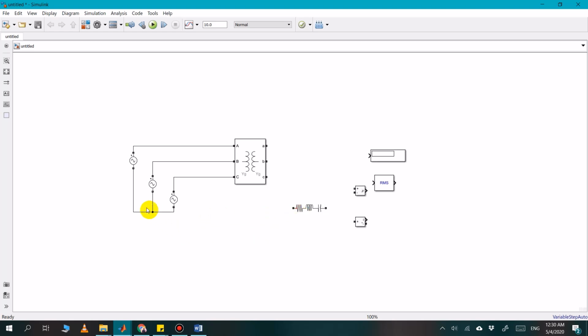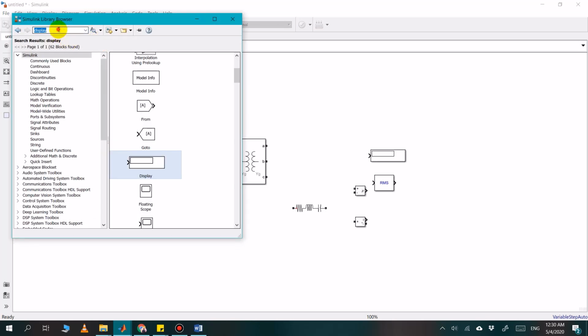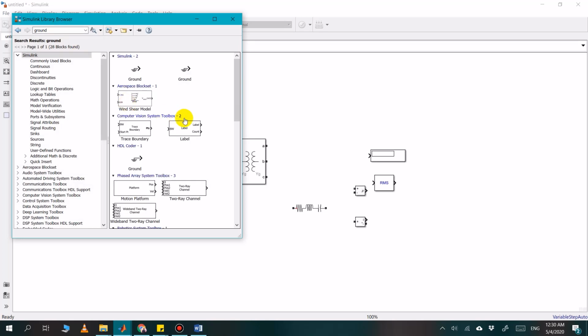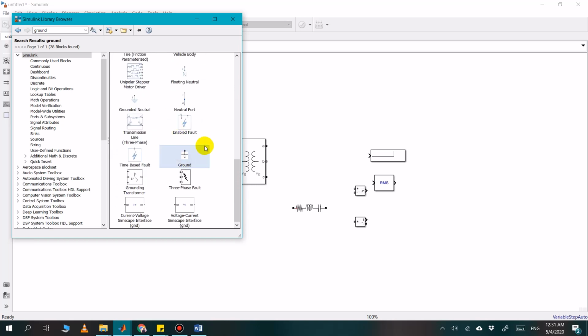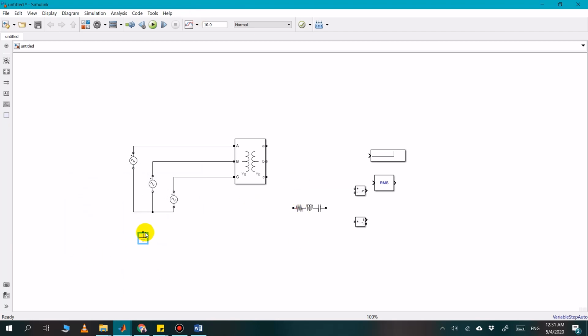Okay, now we have to provide a ground. So we have to use this one in the Simscape library. This ground is important because if you do not connect this ground, then you will not be able to measure the phase to ground voltages.